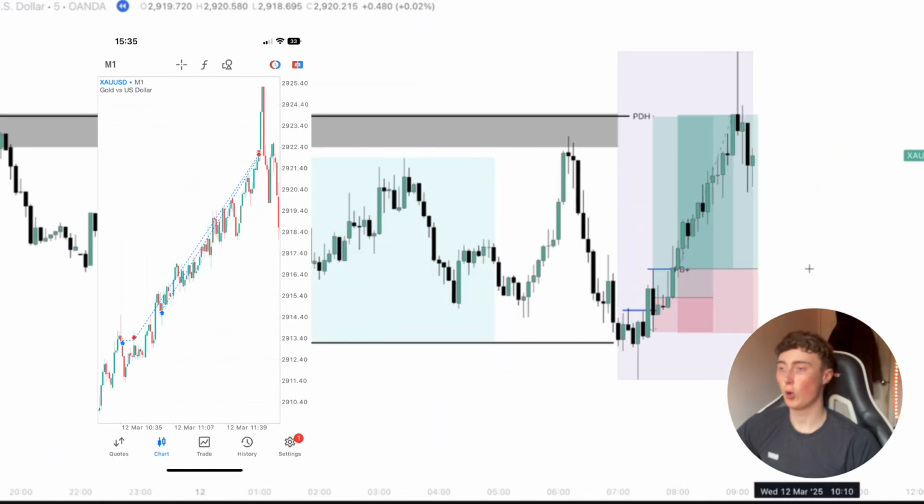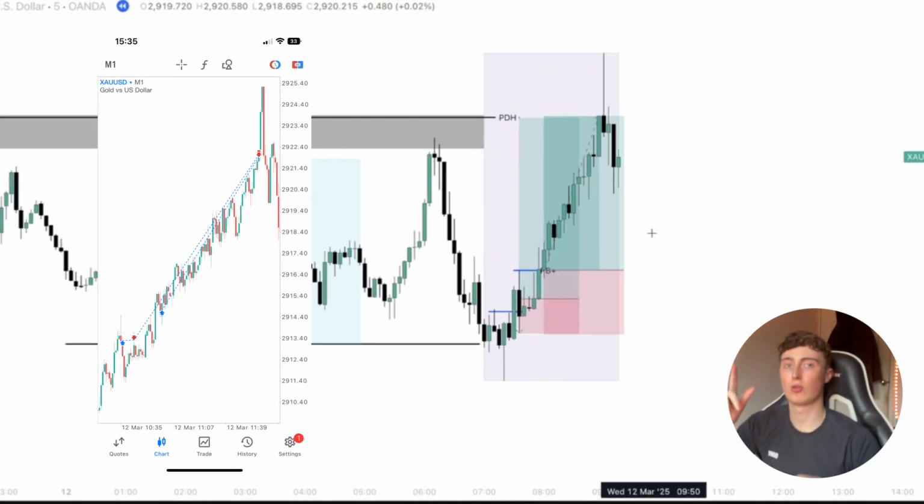Again, I'm going to put my execution up on the screen so you can see I took the trade. You can see the 2 positions on there, so you can see I scaled in. And I'm also going to let you know I called this trade to the Discord as well.